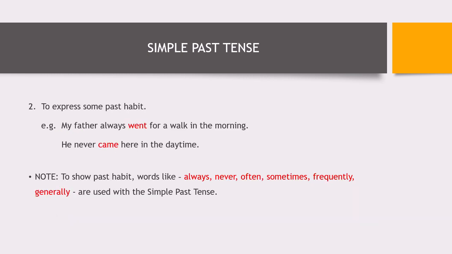2. To express some past habit. For example, my father always went for a walk in the morning. He never came here in the daytime. Note: to show past habit, words like always, never, often, sometimes, frequently, generally, are used with the simple past tense.